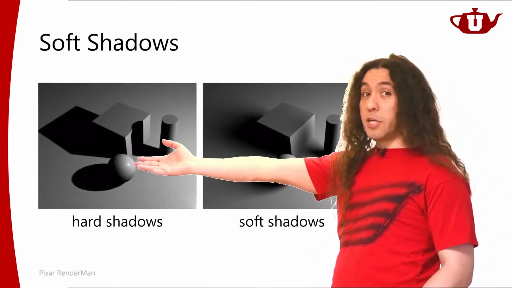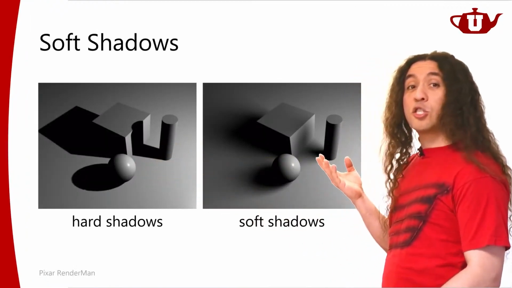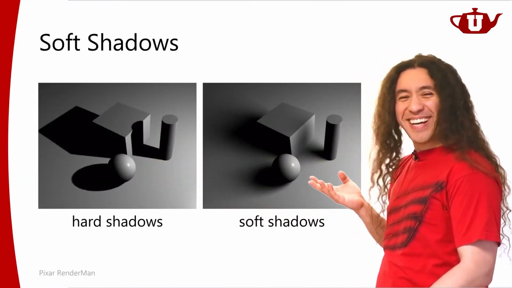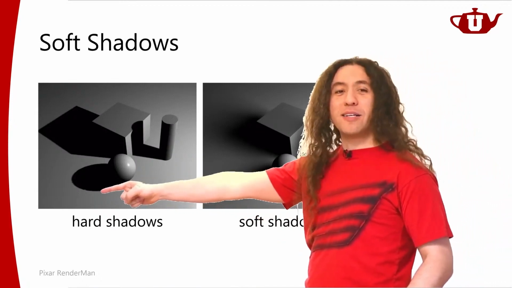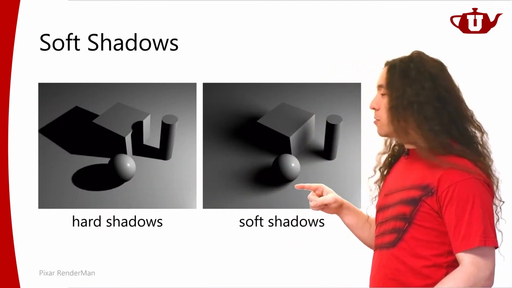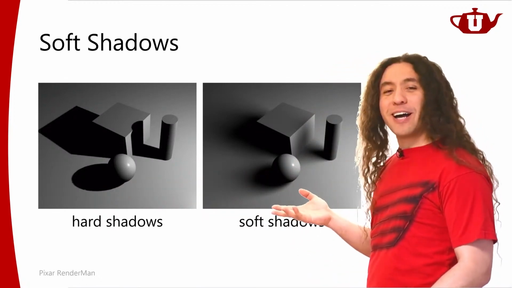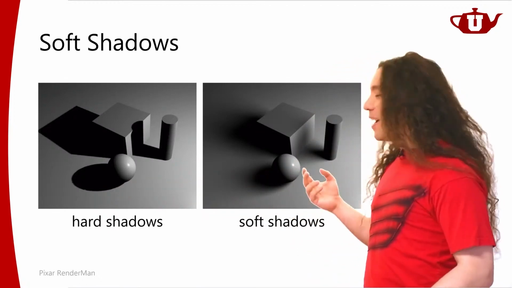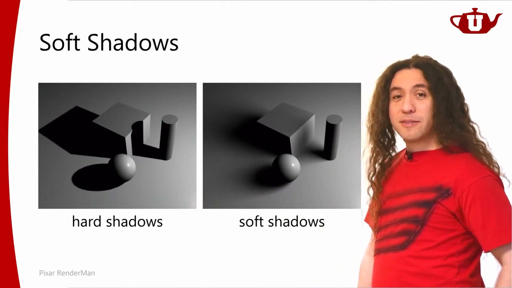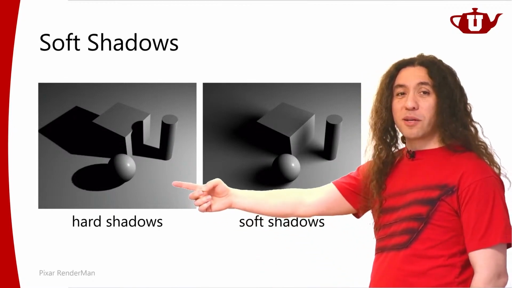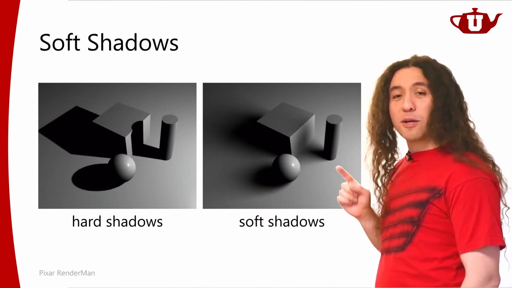So, hard shadows, soft shadows. Hard shadows with super hard edges, soft shadows with really soft and nice edges. Now, why do I have soft shadows here and hard shadows over there? Well, maybe I was lazy. I just used a simpler algorithm to compute this and a more complicated one over here.